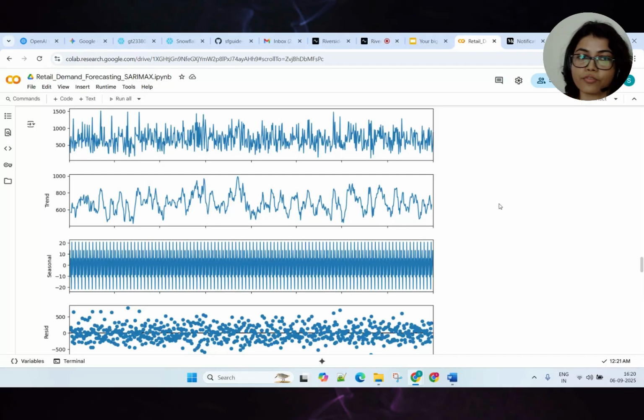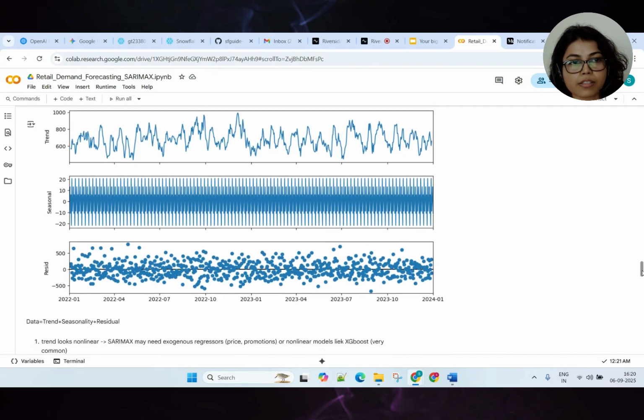Looking at the trend, this is the second one. The trend is very irregular. Usually we'd expect some kind of downturn, upturn, a smoother trend. But since it is irregular, we know that a more complex model will be required to capture this information. Similarly, the seasonal component, which is the third part, is very, very uniform, almost too uniform. So it will be very easy for the model to understand this pattern. We don't need to do much tuning for this.